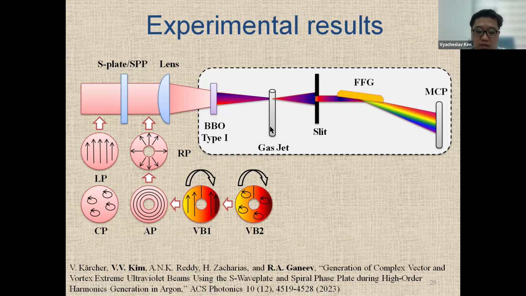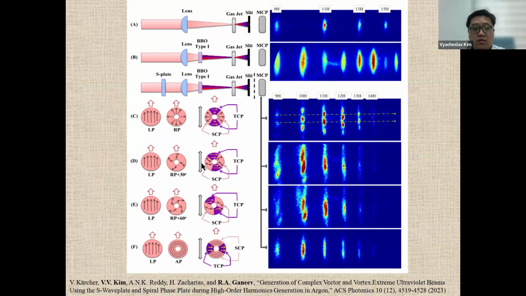In this case, it was an argon gas jet. We probe it with radially polarized beams and azimuthally polarized beams. Also, we probe it with vortex beams, but with a wavefront and linearly polarized light, and circular. Okay, let's go to results. So this is the overall result. The result was published in ACS Photonics in 2023.